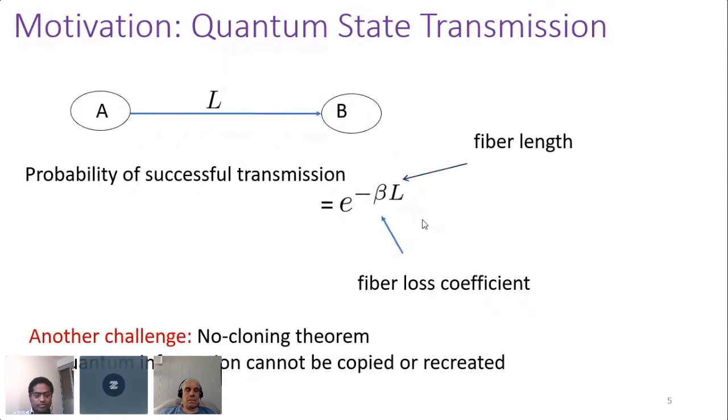Another challenge is the no-cloning theorem, which says that we cannot copy quantum information. As a result, we cannot have amplifiers like those in the classical internet, which receive information from one user and amplify it to transfer it to another user. Because of these two challenges, it becomes very difficult to create entangled states.